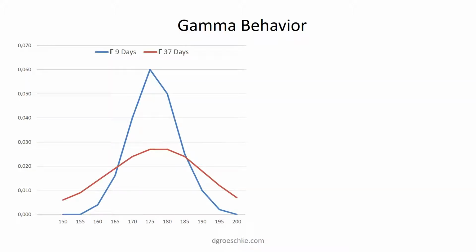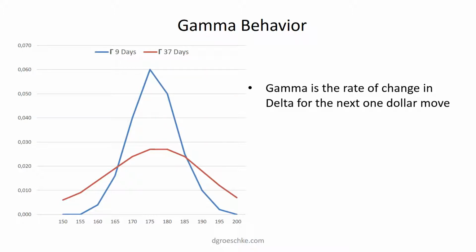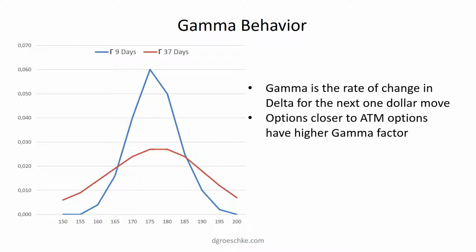Let's look at gamma. Gamma is the rate of change in delta for the next $1 move. The graph you see is the plotting of the gamma values of IE option chains expiring in 9 and 37 days. We can observe that the options closest to being at the money have the highest gamma irrespective of expiry, and that nearing expiration gamma factor increases. You can see both of these characteristics on the chart.